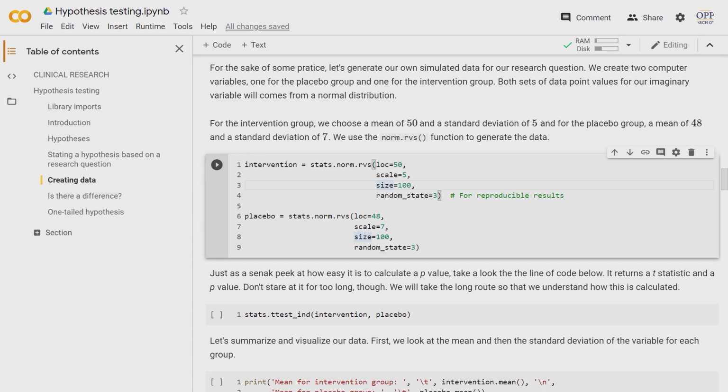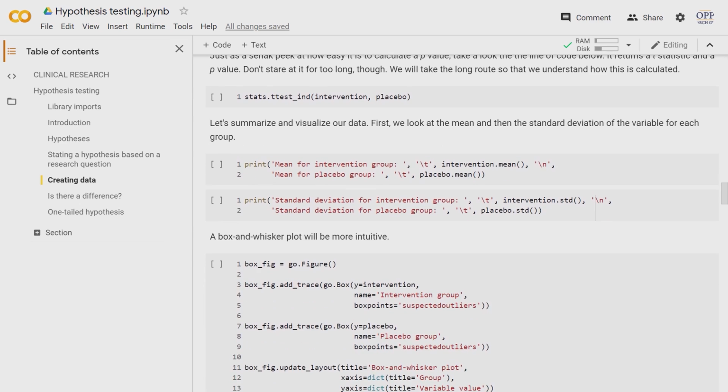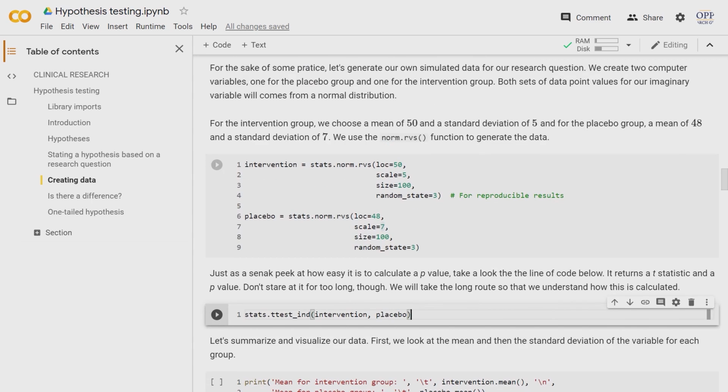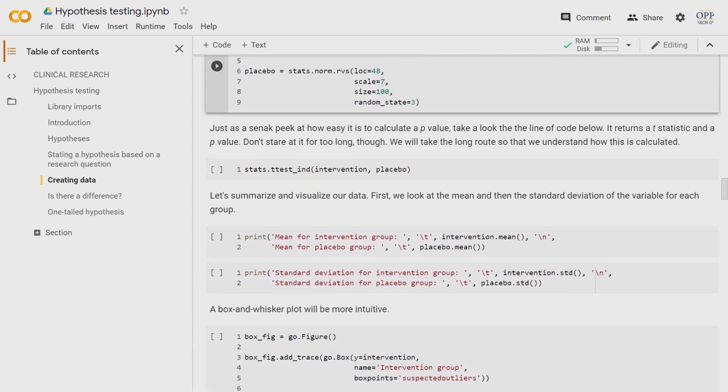We're going to draw 100 values at random, and that simulates these 100 participants that are getting our new intervention. For this specific variable, they'll have a mean of 50 and a standard deviation of 5. And then for the placebo group, we have a mean of 48 and a standard deviation of 7. And there we go. I just wanted to show you this little sneak peek. This is how we're actually going to do it. We're going to say stats.ttest_ind, intervention, placebo.